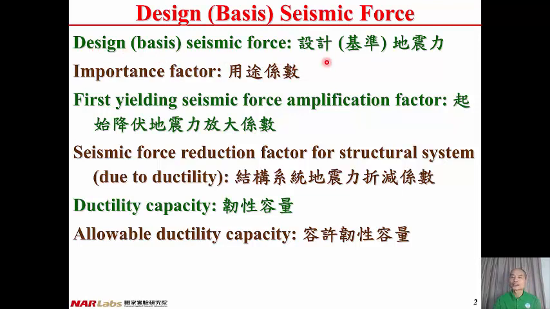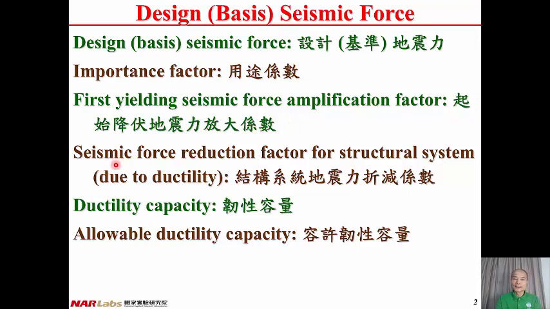In Chinese, 设计基准地震. Importance factor, in Chinese 用途系数, is used to specify how important the building is. First yielding seismic force amplification factor, in Chinese 起始降伏地震力放大系数. Design basis seismic force is an elastic force. After being multiplied by the amplification factor, it becomes yielding seismic force.